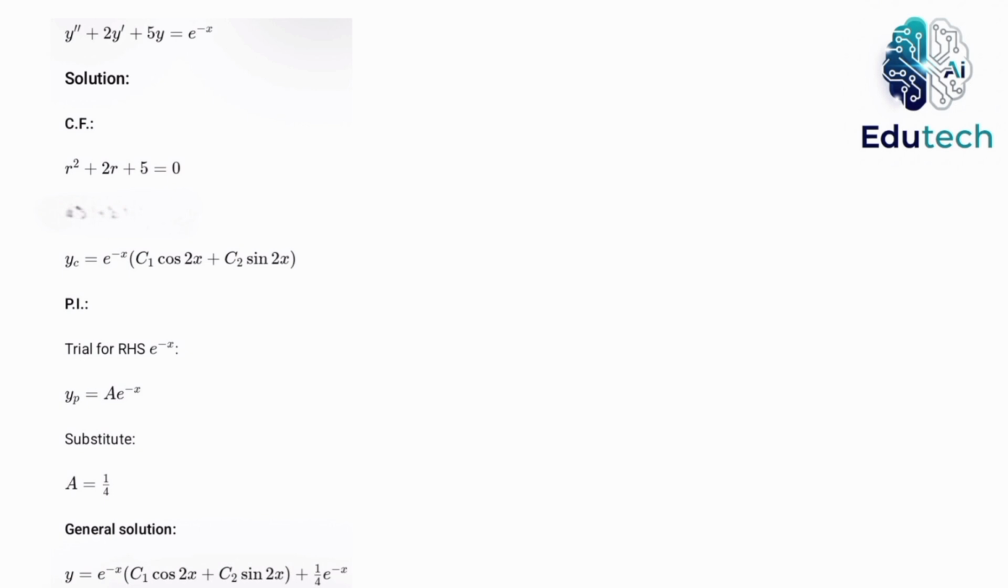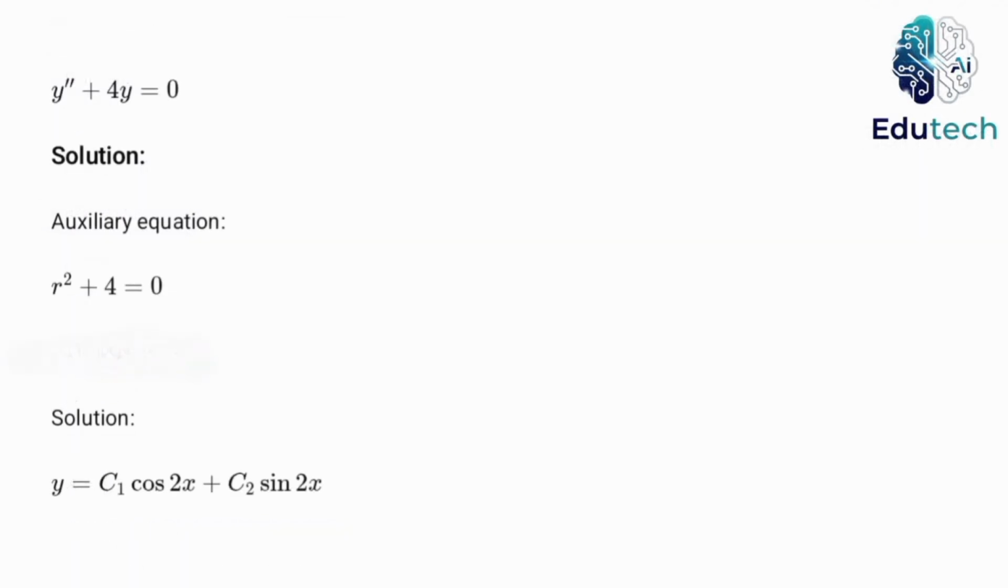So we can move on to the next question. Solve y'' + 4y = 0. The auxiliary equation is r² + 4 = 0. Therefore, the solution is y = c1 cos 2x + c2 sin 2x. So we can move on to the next question.